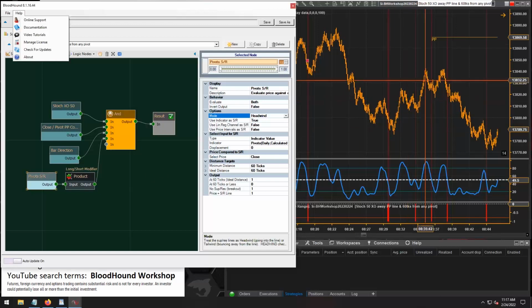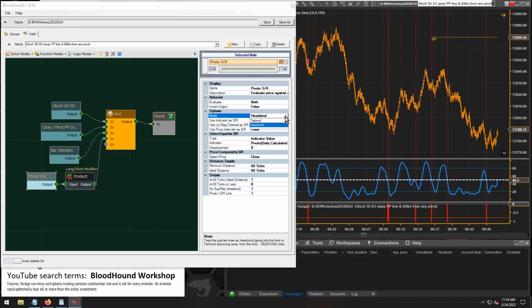Not just for evaluating a pivots indicator, you can also use support resistance for moving averages or other single line indicators. So if you want to watch the training video on the support resistance solver, so you can get a good understanding of what tailwind mode versus headwind mode is doing, then we'll go up to help and pull up the documentation.